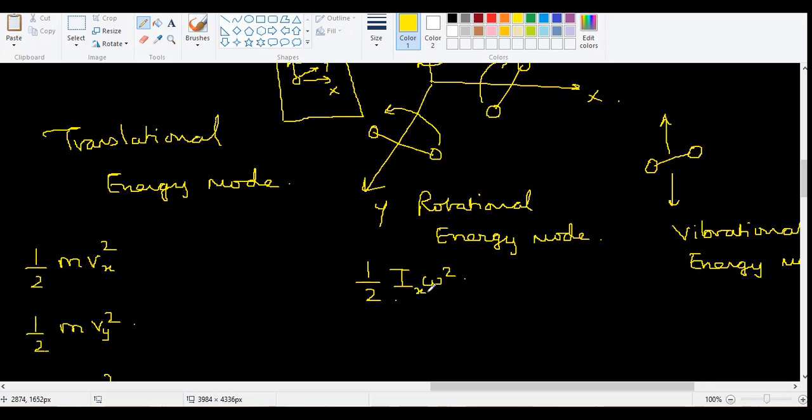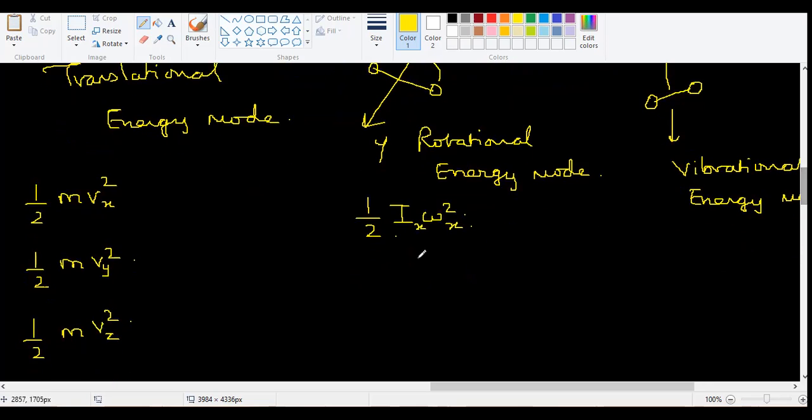Okay. Moment of inertia in x-axis and omega x square. Similarly, half Iy omega y square. Similarly, half Iz omega z square.